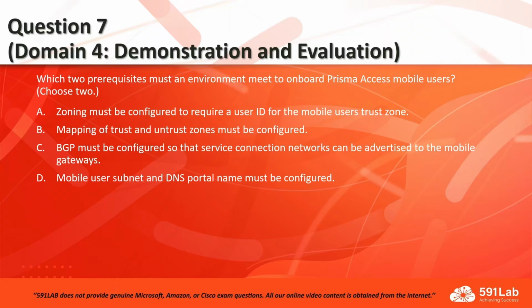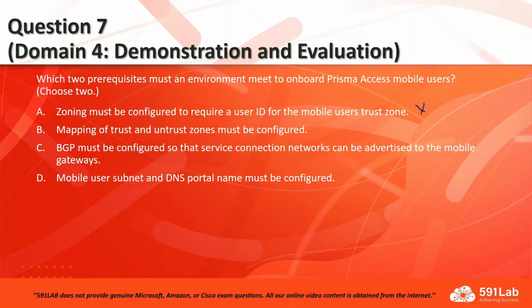Option A, zoning must be configured to require a user ID for the mobile user trust zone. We do not need to enable the user ID because by default it will always identify the user ID from the authentication of GlobalProtect. And B, mapping of trust and untrust zones must be configured.